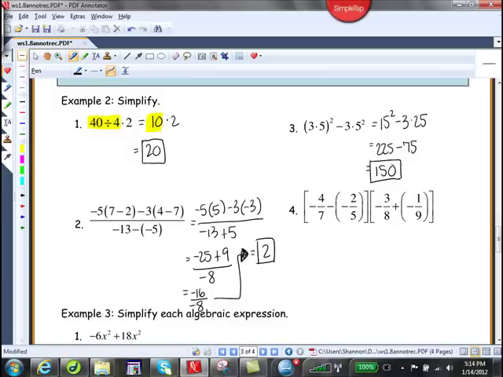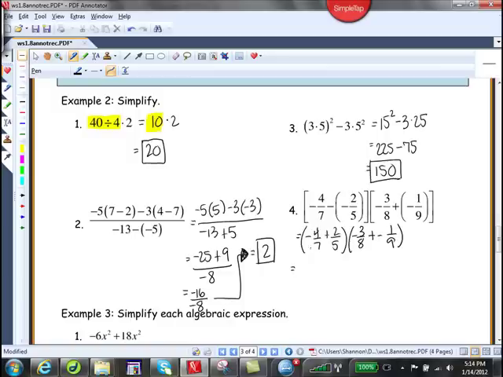Okay. All right. So this one, your favorite, fractions, right? So here we will rewrite this as -4/7 plus 2/5, because minus a minus is a plus. We're going to be multiplying that to -3/8 plus -1/9.